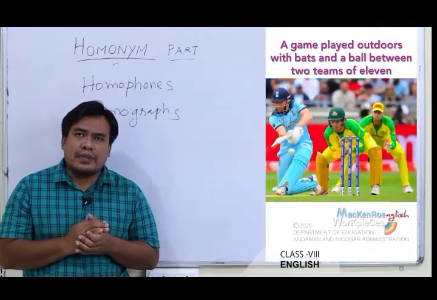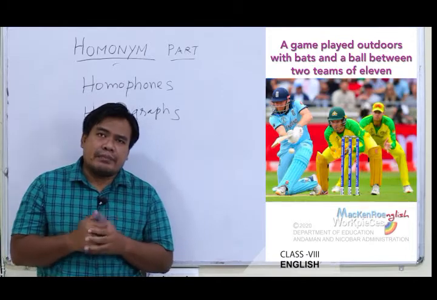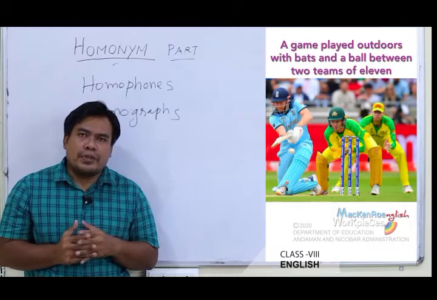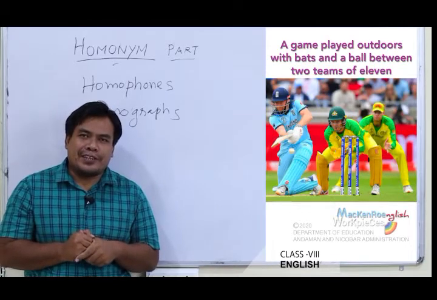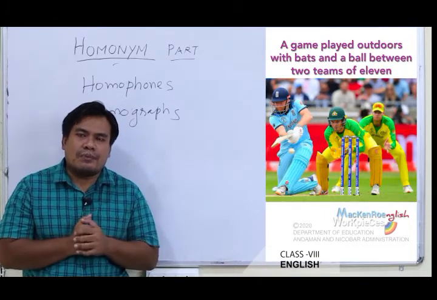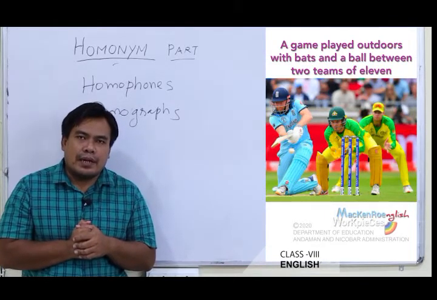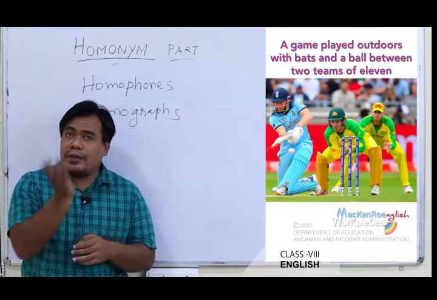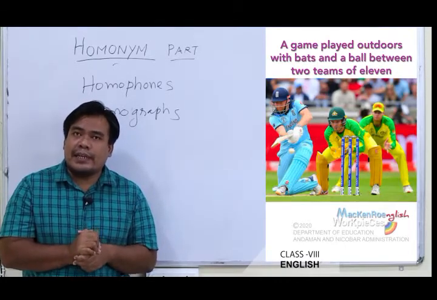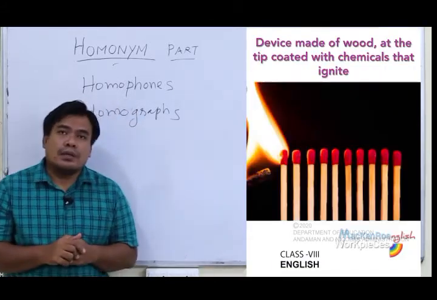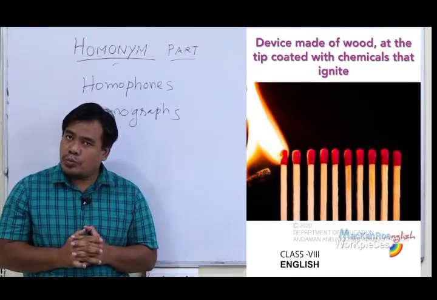The next picture which is on your screen right now is a game, the cricket game. Now you can see both the teams. England is taking on Australia, so that's a cricket game or cricket match. It's a type of game that is usually played outside on a field with a bat and a ball. So that cricket and the previous insect, the cricket, are one of the homonyms.